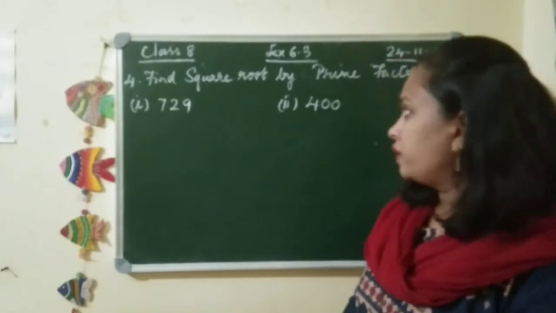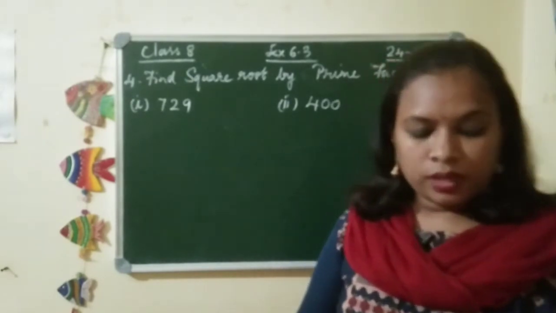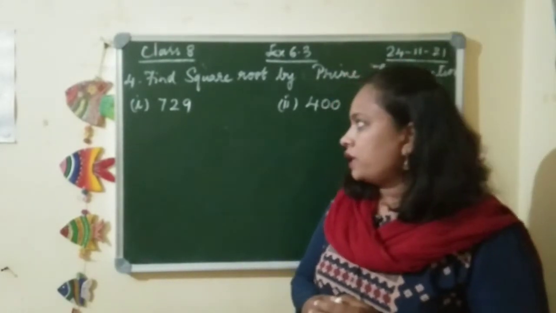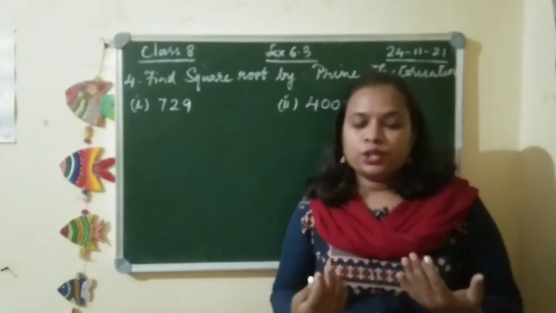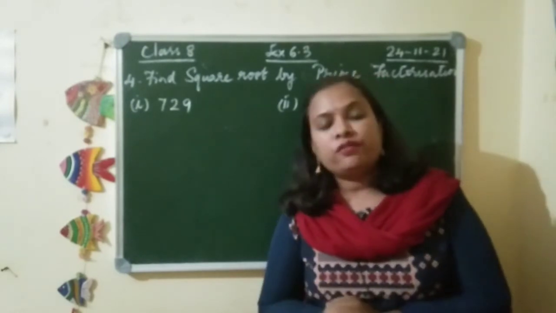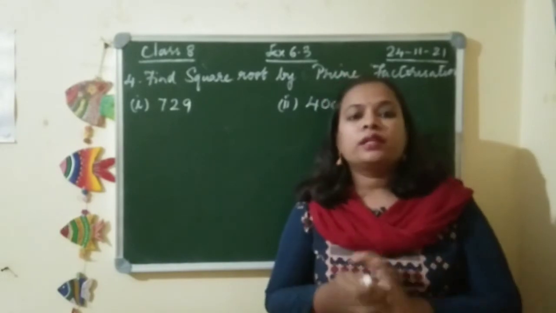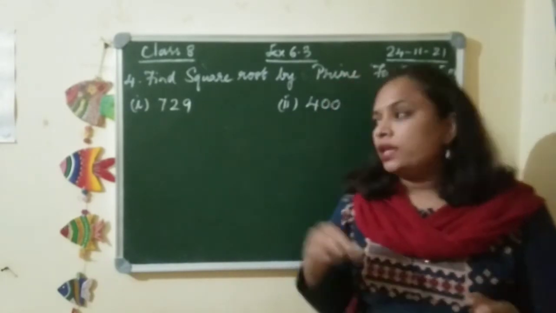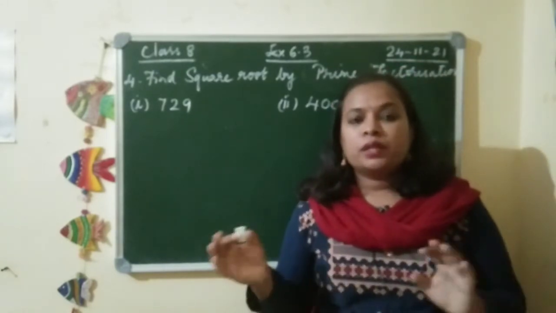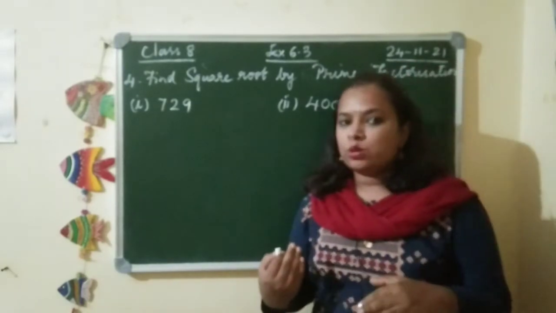So here you can see, find the square root by prime factorization method. The first one here is 729. Before getting into the problem, you should know the divisibility test. Only if you know the divisibility test, this is going to be useful for you and it will be easy. Whenever I start solving the problems, I will give you a recap of the divisibility test, so that you can also recollect it.